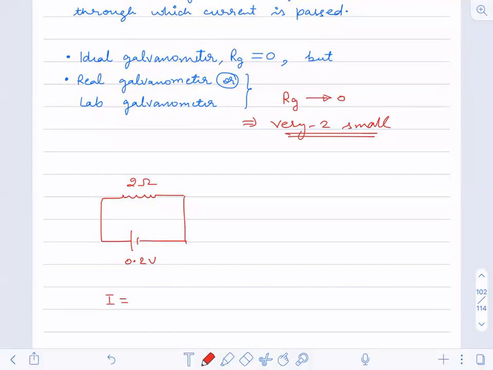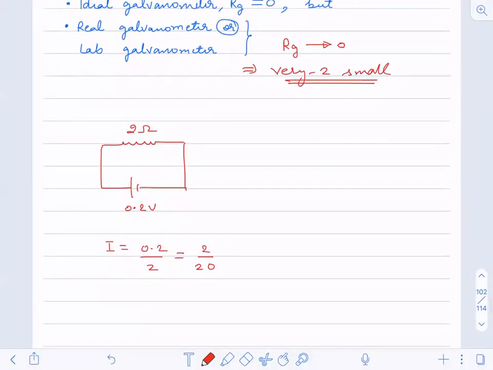What will be the current value? Can I give it as 0.2 divided by 2? So I can write I equals 0.1 actually. This is the current value. How have you calculated this? You have calculated this using mathematics. Nothing experimental you have done.